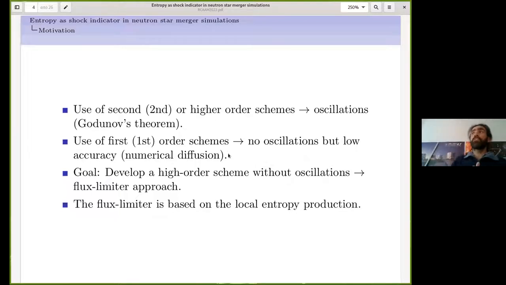In the literature, there are several ways to do that. I'm going to follow the flux limiter approach. And I'll try to develop a flux limiter that is based on a physical quantity, which we chose to be the entropy. I'll explain why we chose entropy to play this role.